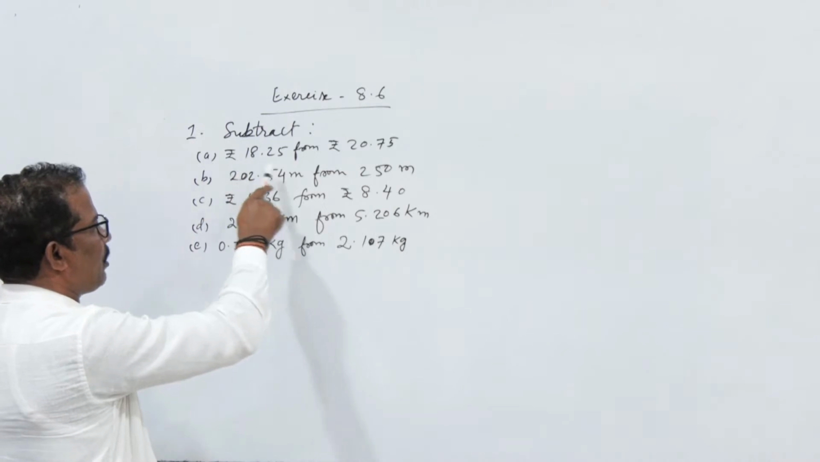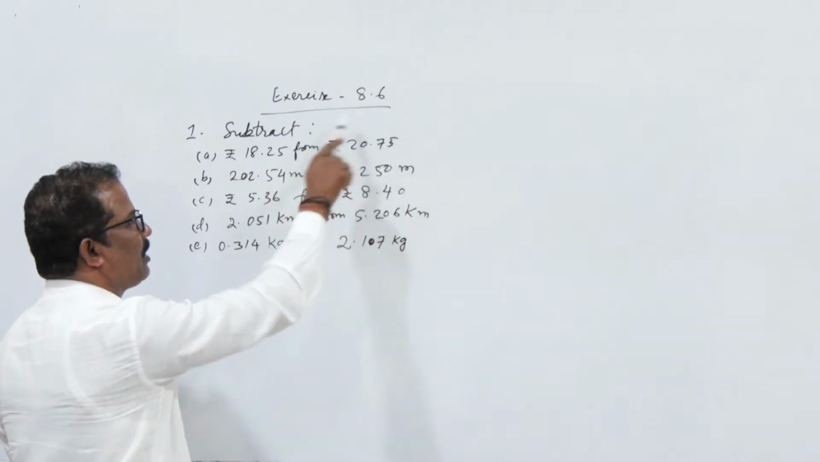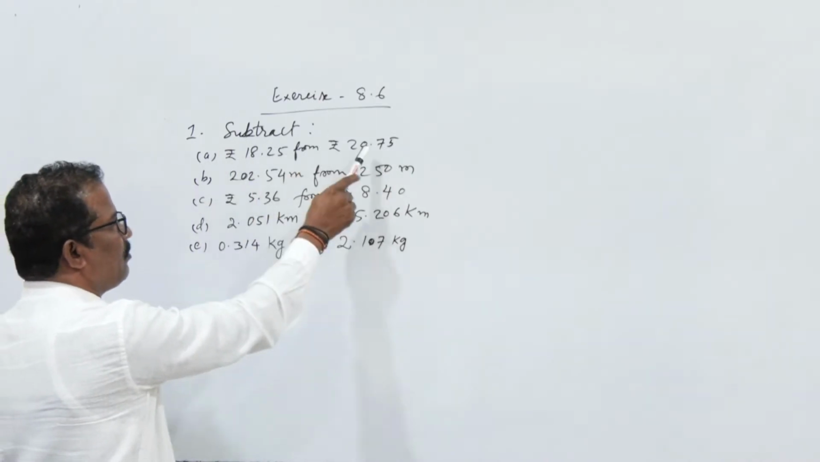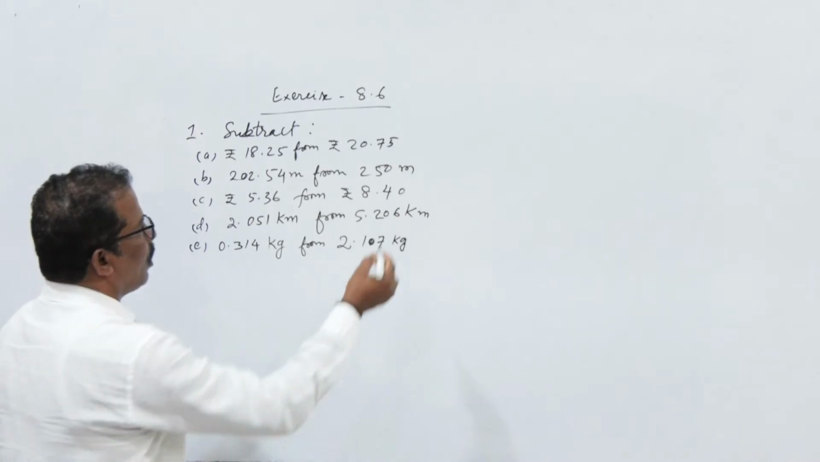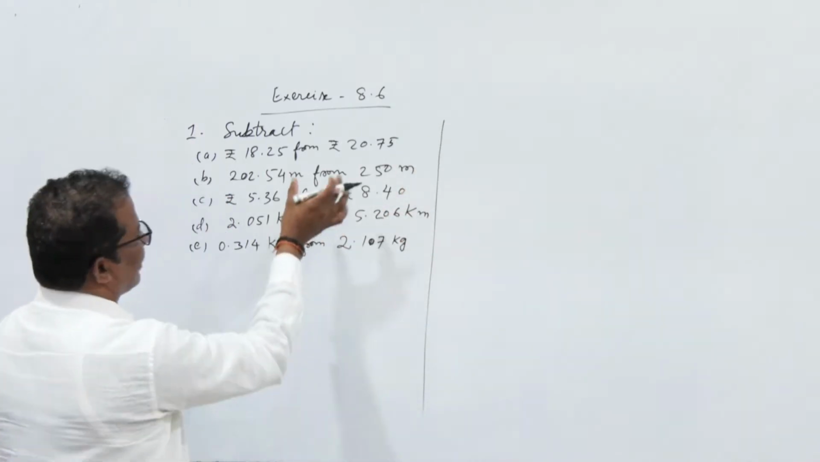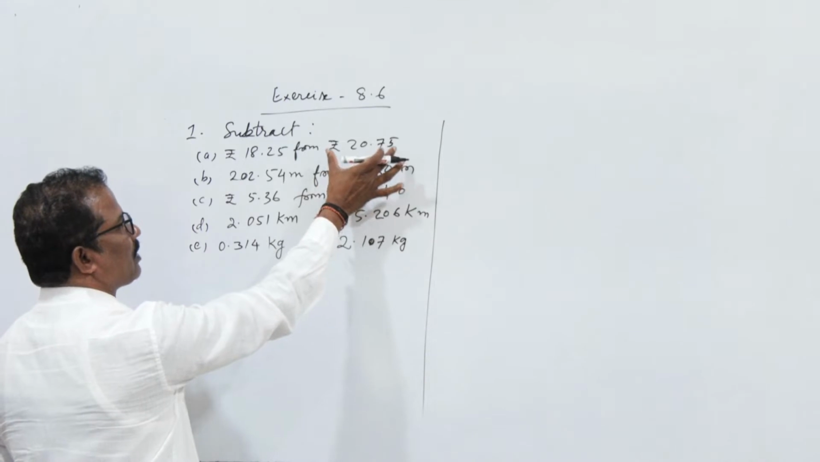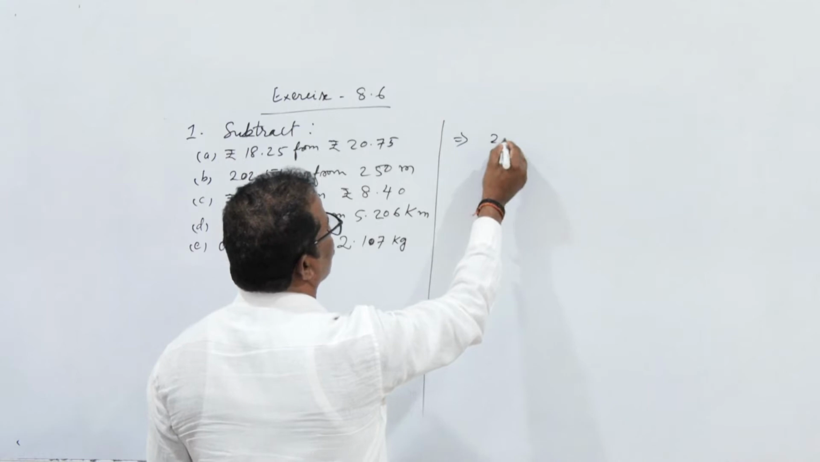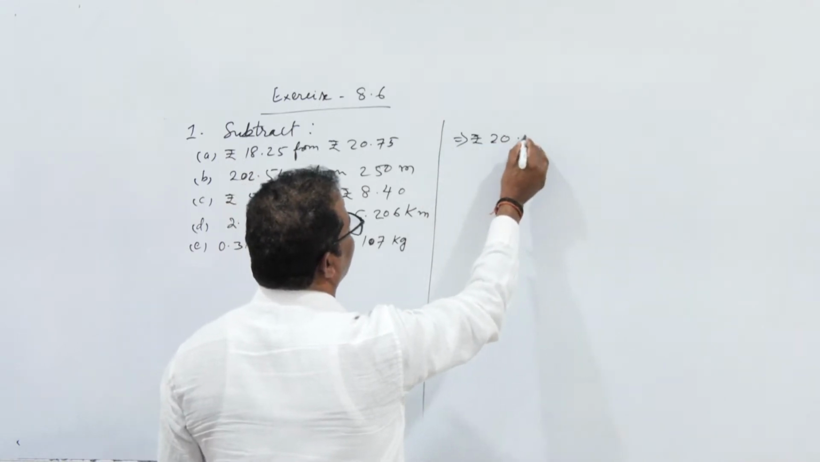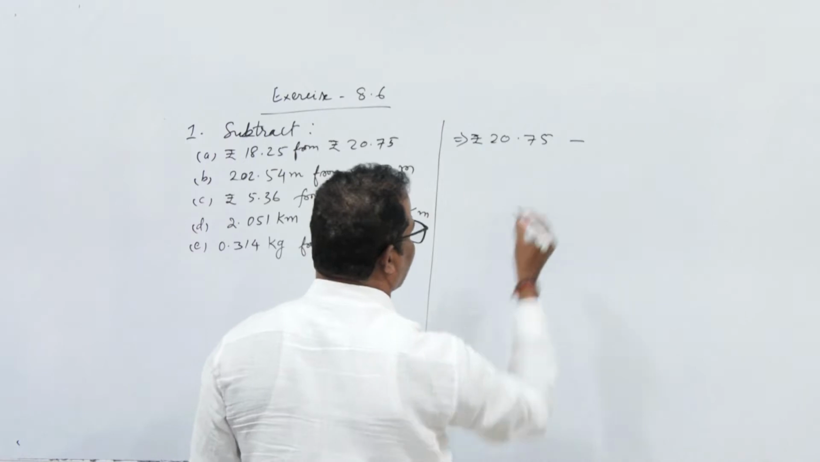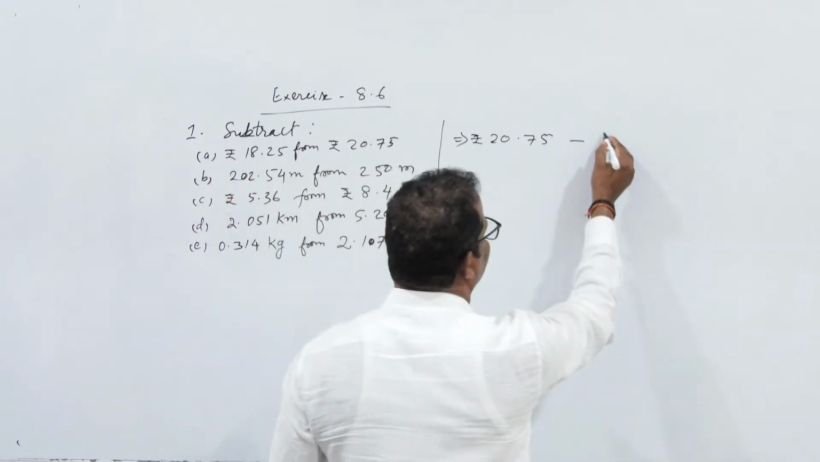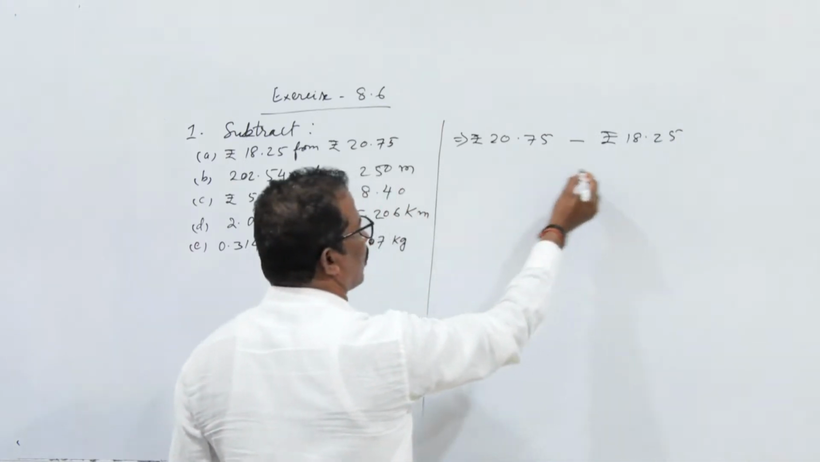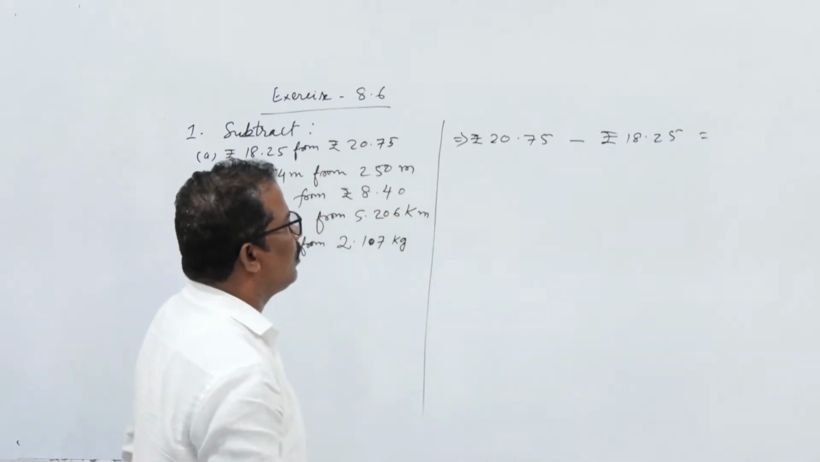This rupees we have to subtract from this, that means this is the bigger amount and this is the smaller amount, so this amount we have to subtract from this. So in the solution, first we have to write the bigger one from which we have to subtract, so we can write first rupees 20.75, put a minus sign for subtract, then this rupees, that is 18.25. Understand? Now we are going to subtract these two amounts.